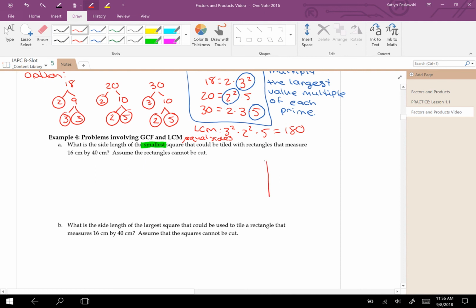So we have a square and it needs to be tiled with tiles that are 16 centimeters by 40 centimeters. So we want to determine this length. And because it's a square, we know that all lengths are equal. So what is that question mark? I want to find the least common multiple, the smallest possible square that could be used with those tiles.